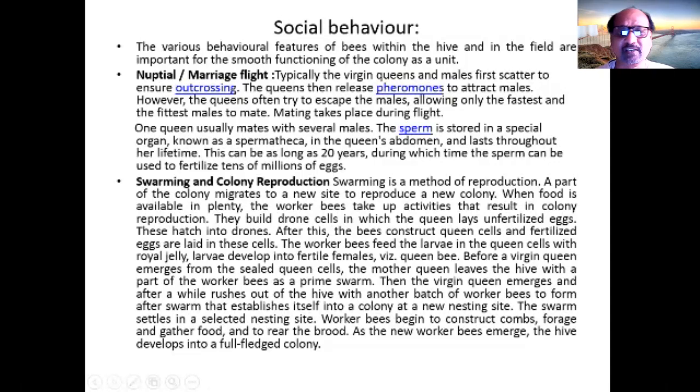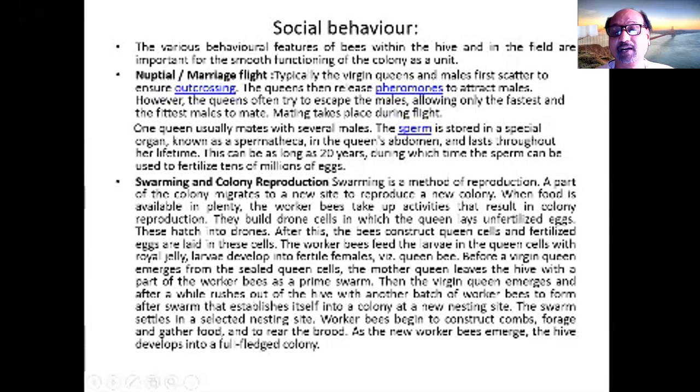Those males, the fastest and the fittest, can mate with the queen. Mating takes place during the flight. One queen usually mates with several males. The sperm is stored in a special organ known as the spermatheca in the queen's abdomen, and this lasts throughout her lifetime. This can be as long as 20 years, during which time the sperm can be used to fertilize tens of millions of eggs. So that is the first behavior.